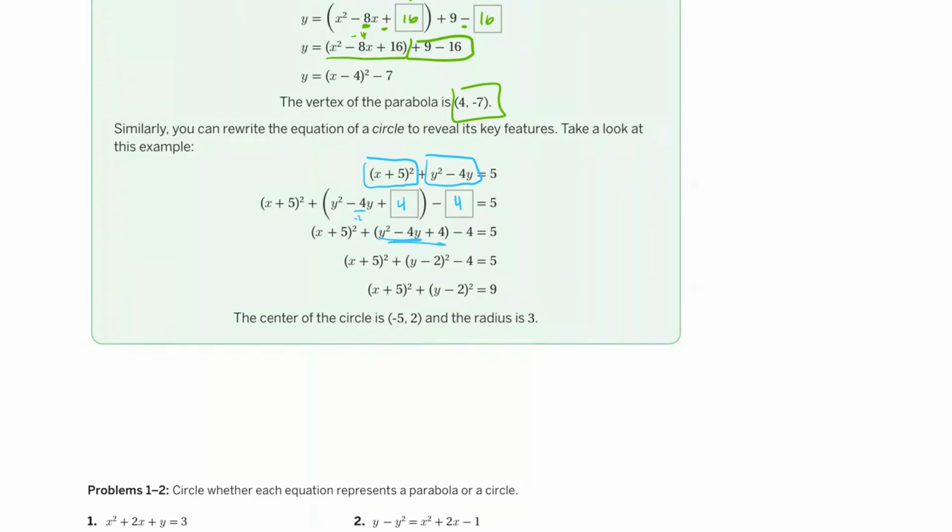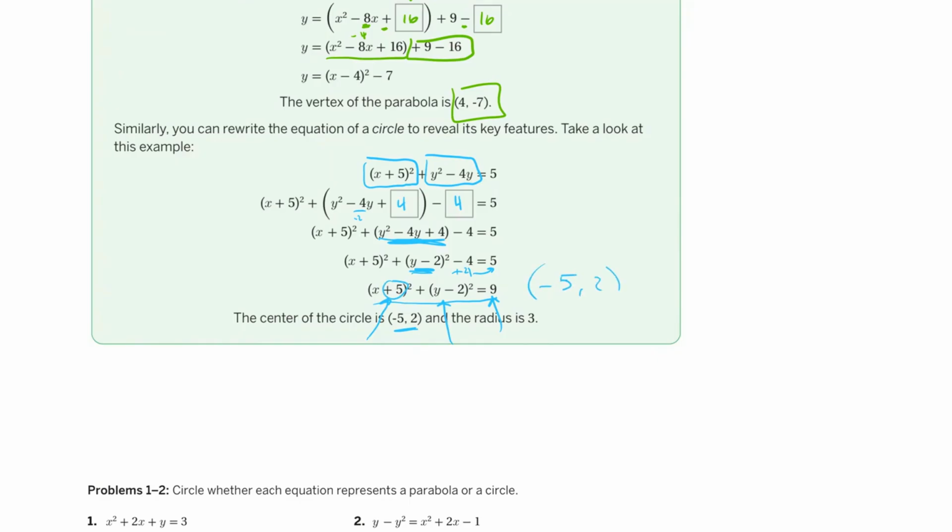Then when we factor this, it's one of our identities, so it becomes y minus 2 squared. And I'm going to add this 4 to the other side so that it's in our circle format. So the radius of the circle is 3, because it's the square root of that. And then the center of the circle is just the opposites of this. So negative 5 and positive 2.